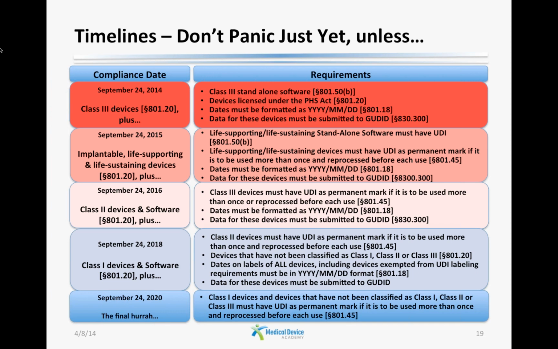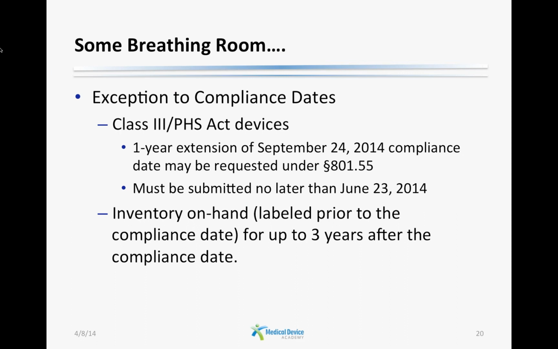Fortunately, you do have some breathing room. For any Class 3 labelers who haven't started, I would strongly suggest you file for the 1-year extension. You have 3 years past the compliance date to sell on-hand inventory without the required label, provided you can demonstrate the devices were labeled prior to the compliance date, using the manufacturing date and the like. The FDA considers inventory on consignment to fall under this rule. So you need to track this inventory as well as make sure the inventory is used prior to this 3-year extension.